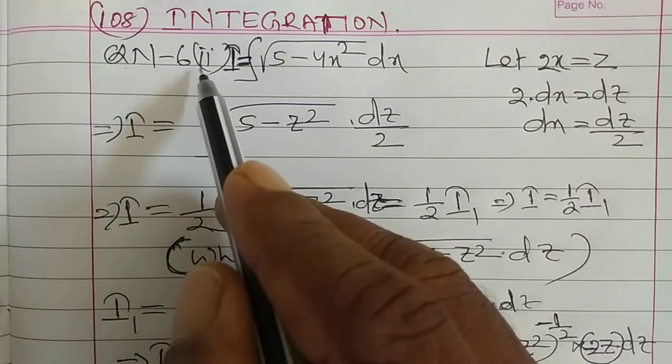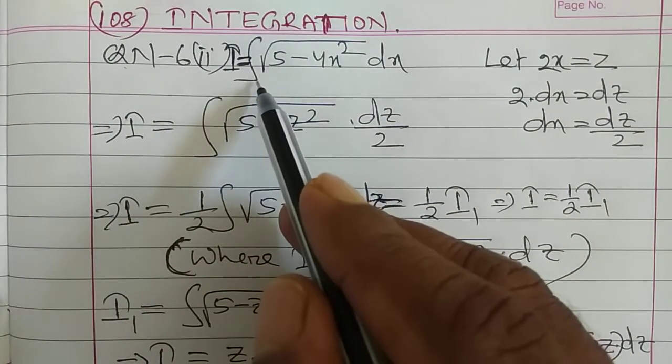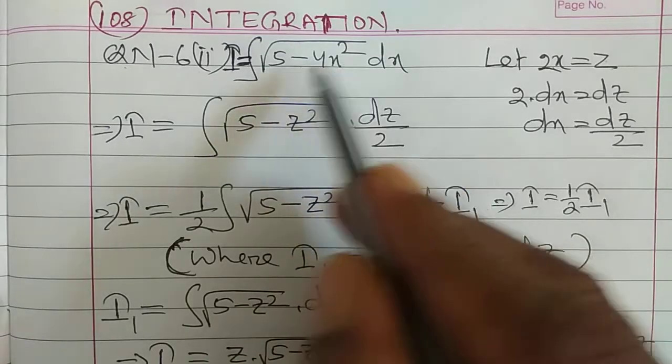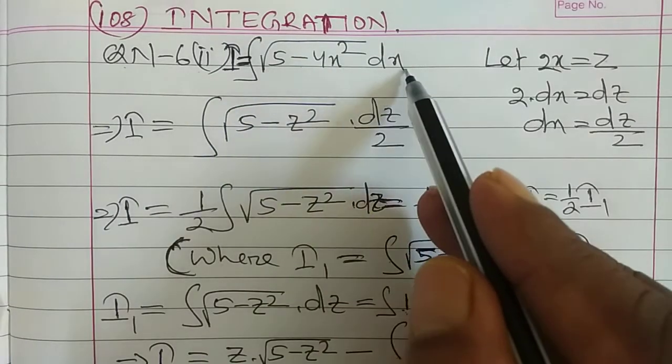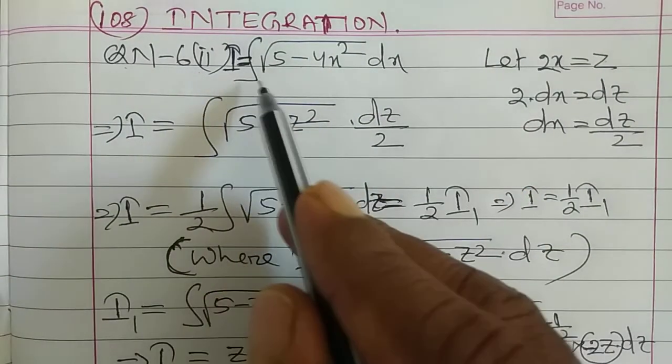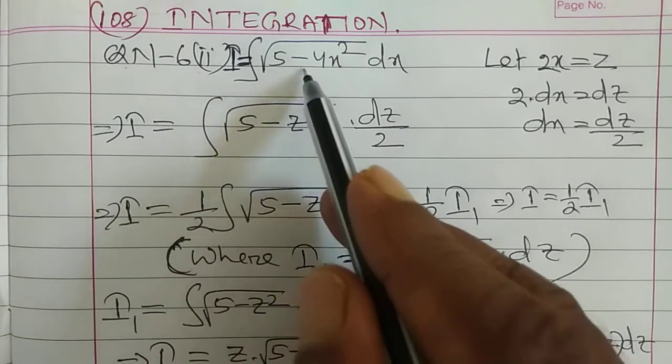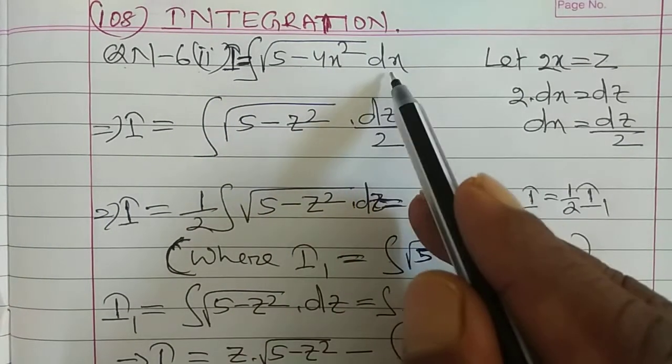Question number 6, second bit. Integration of root over 5 minus 4x square into dx. Let I be equal to the integration of root over 5 minus 4x square into dx.